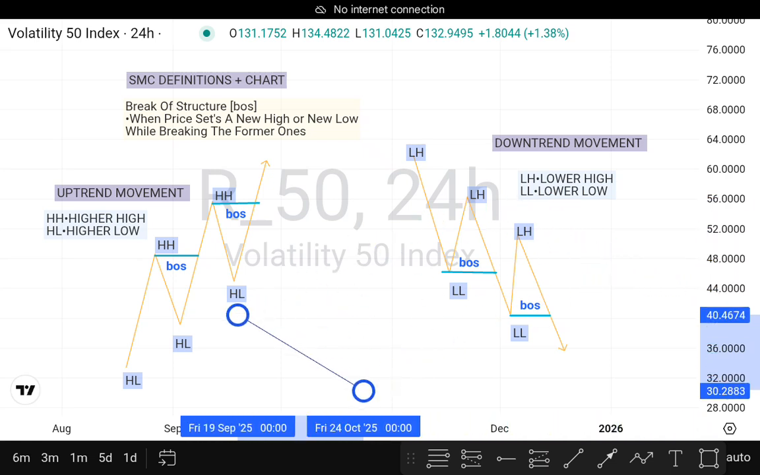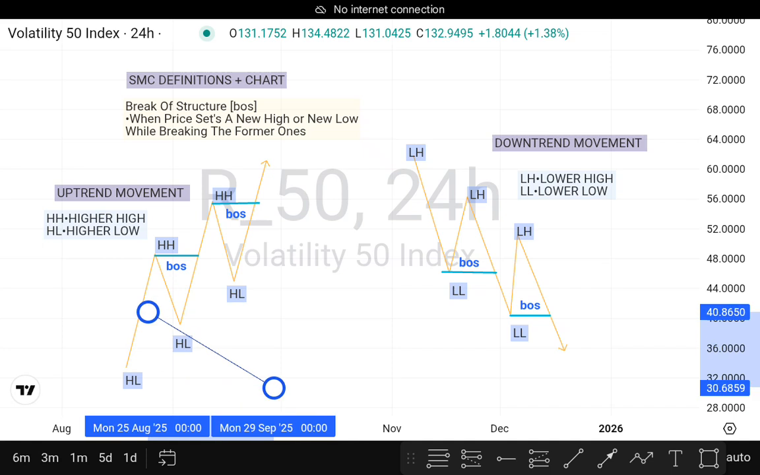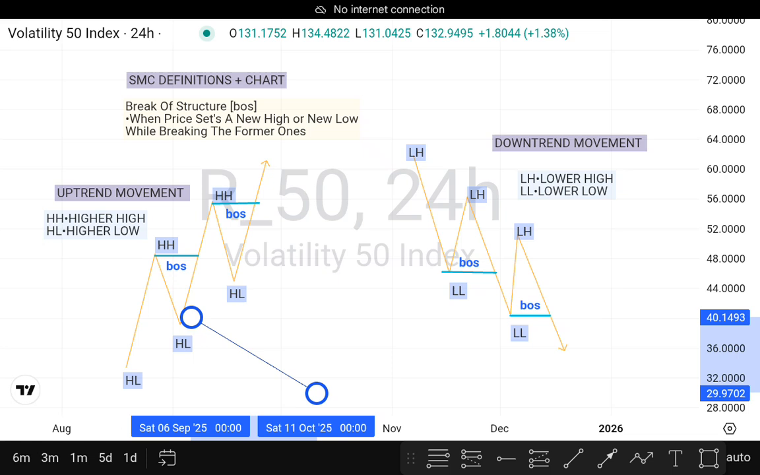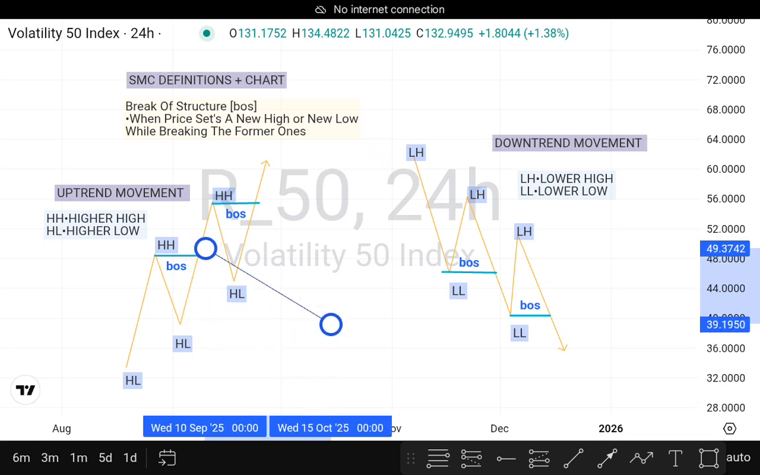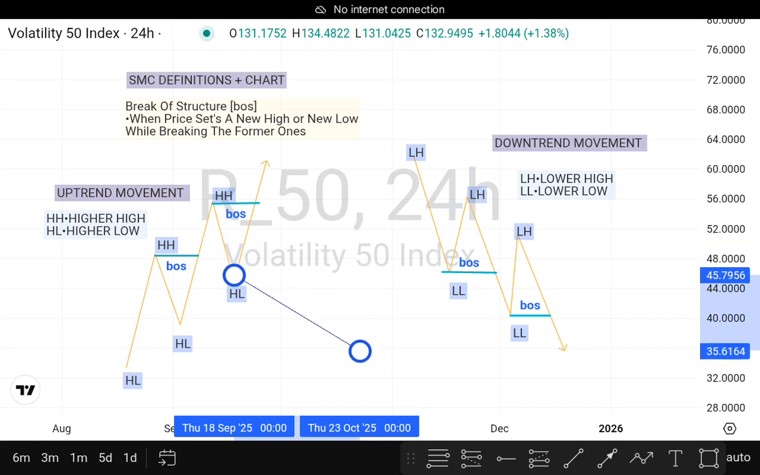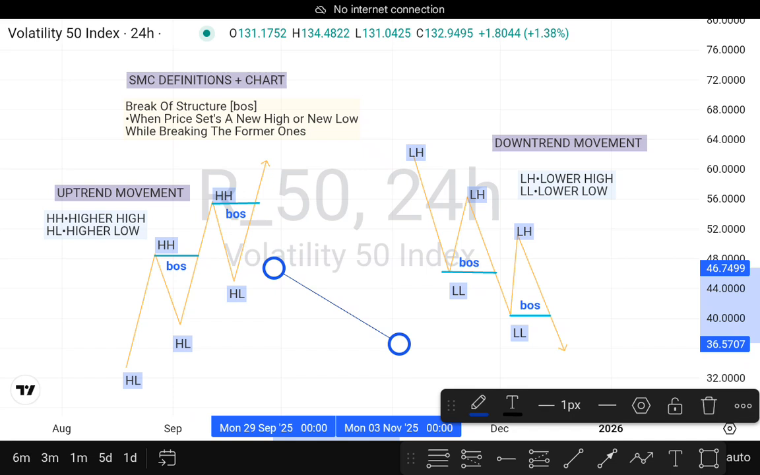lows. Okay, as you can see here the market has a higher low, and then this higher low goes up and creates this higher high, and then this higher high pushes down to create this higher low, then this higher low pushes up to create a new higher high, and then this new higher high pushes down to create a new higher low. So everything in an uptrend must be higher than the previous high.